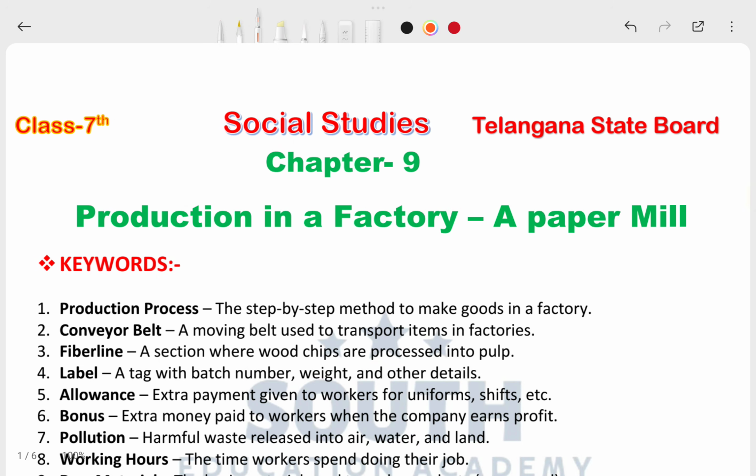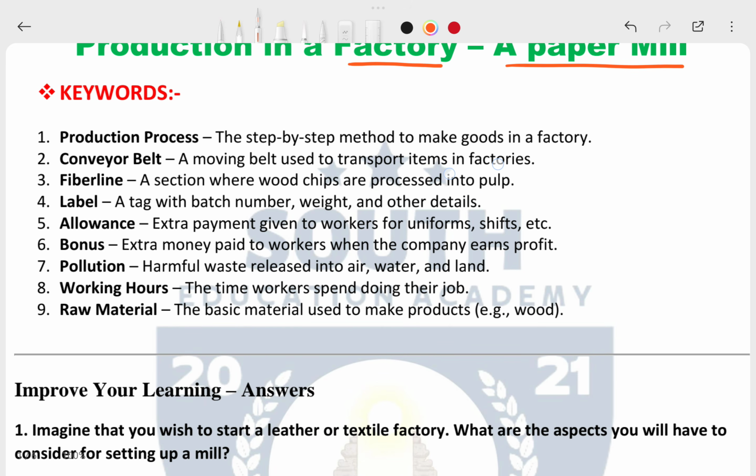In today's video, we are going to talk about our social studies chapter 9, production and factory of paper mill. Okay? So our topic is going to be production in a factory, a paper mill. Generally, we are going to see the question answers in this video. So let's start with the keywords.